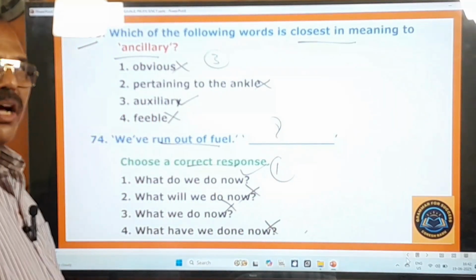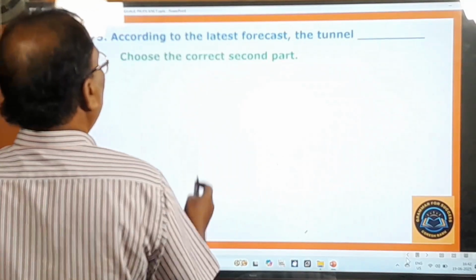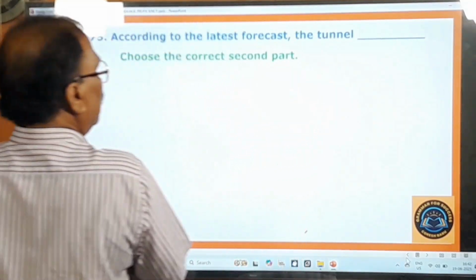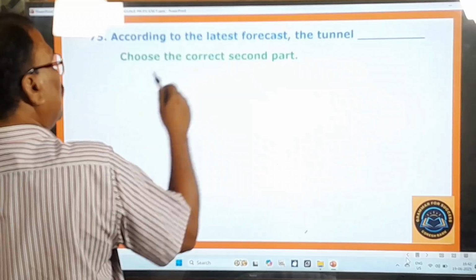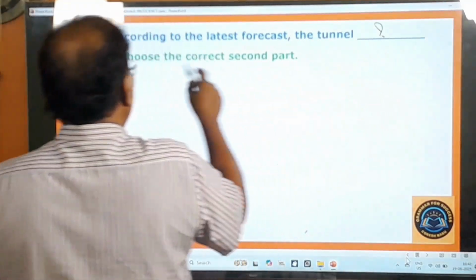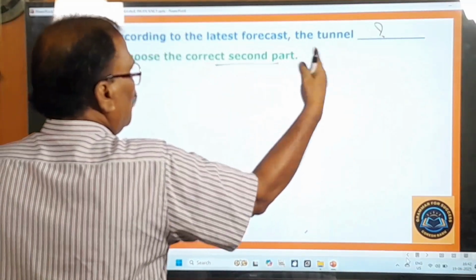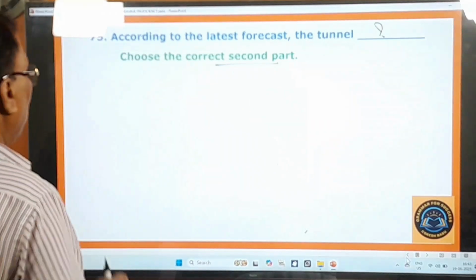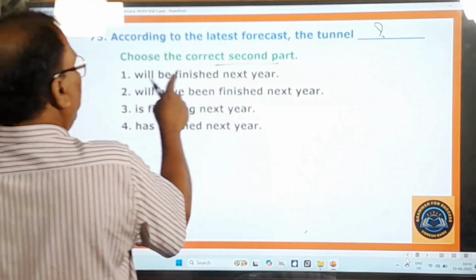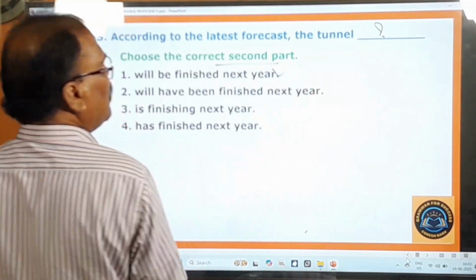Now you move on to other questions. According to the latest forecast, the tunnel dash, some blank is given here, and the question is choose the correct second part. So let us look at the options given. Will be finished next year. Okay, the very first one is the right one.